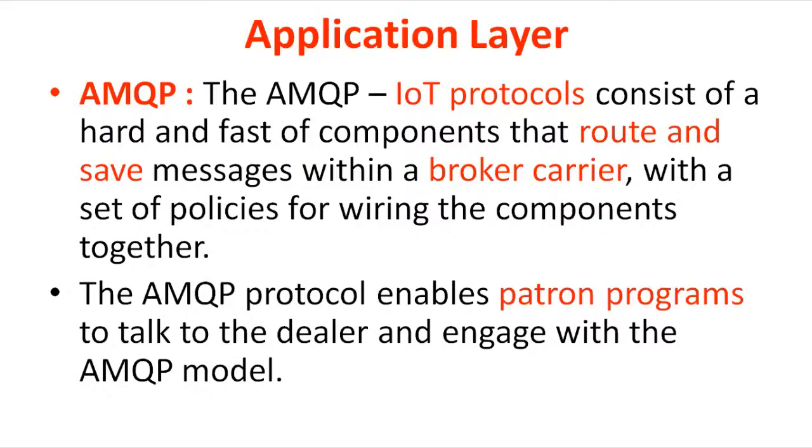Coming to another important one, AMQP. The AMQP IoT protocol consists of hard and fast components that route and save the messages within a broker, with a set of policies for wiring the components together. AMQP is a protocol that enables programs to talk to the broker and engage with the AMQP model. These are all different protocols.